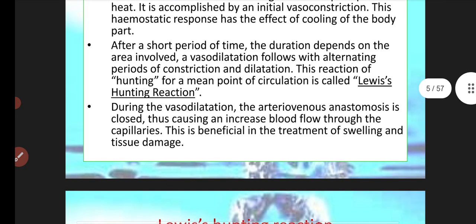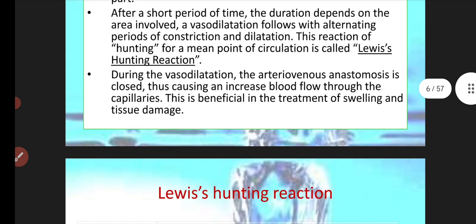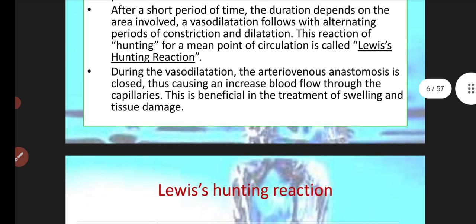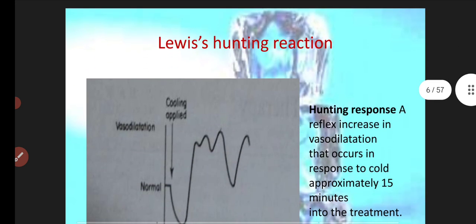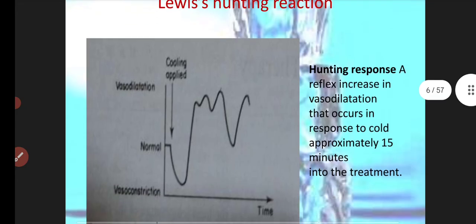During the vasodilatation, the arteriovenous anastomosis is closed, thus causing an increased blood flow through the capillaries. This is beneficial in the treatment of swelling and tissue damage. So, this is the Lewis-Hunting reaction.